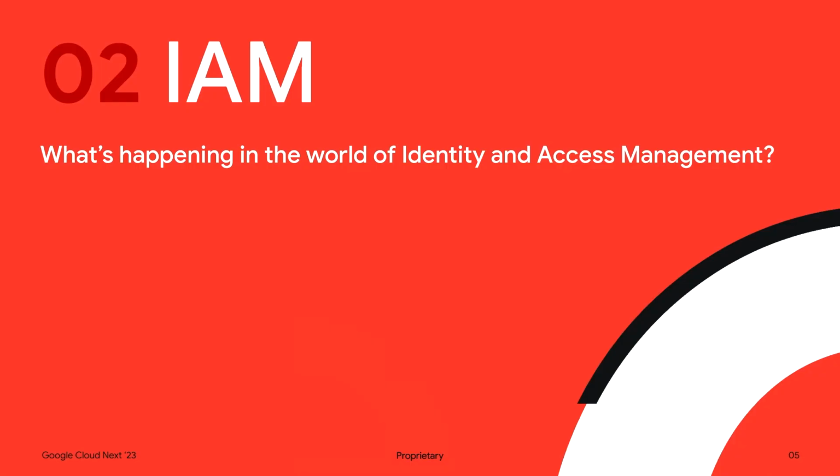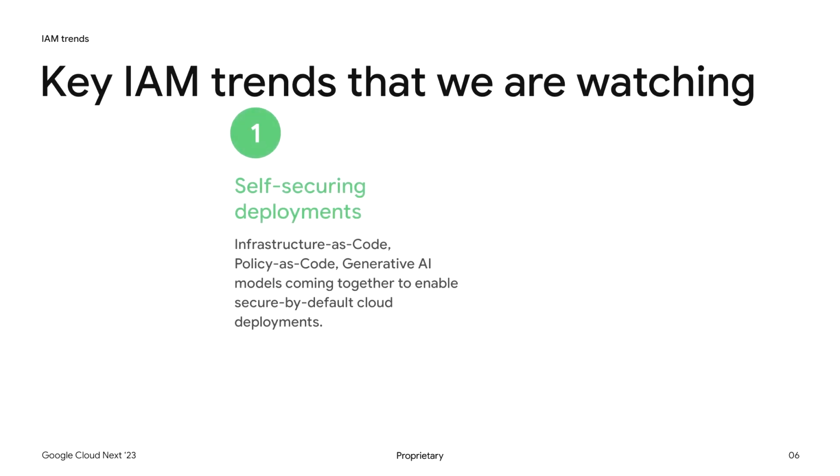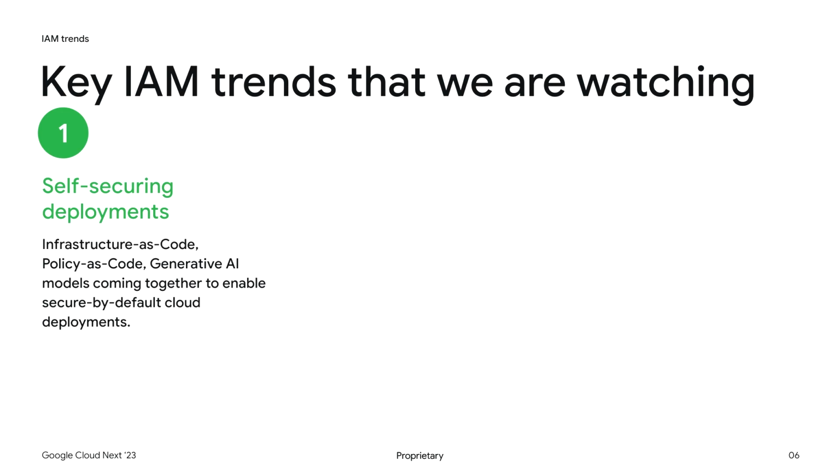So let's start off by some key identity and access management trends that we believe all of us should be paying attention to. Starting off with the first one. Now, customers routinely tell us that it is becoming very, very difficult to think about their cloud deployments as secure by default. Now, the good news is, with the advancements in infrastructure as code, policy as code, generative AI, it's starting to become very real to think about self-securing, and as I like to think about them, self-healing cloud deployments. So the notion of secure by default in the cloud is an important area, and you'll see us invest more in that particular domain.